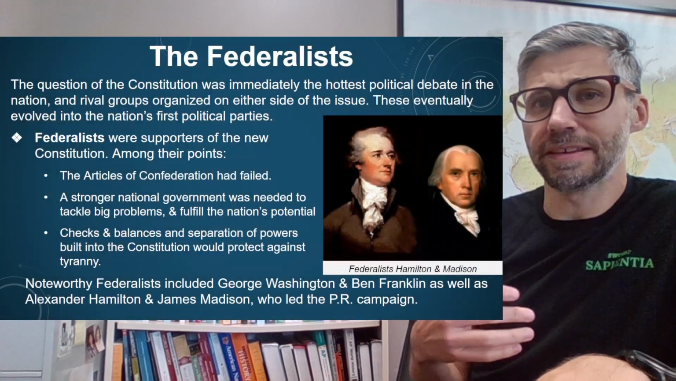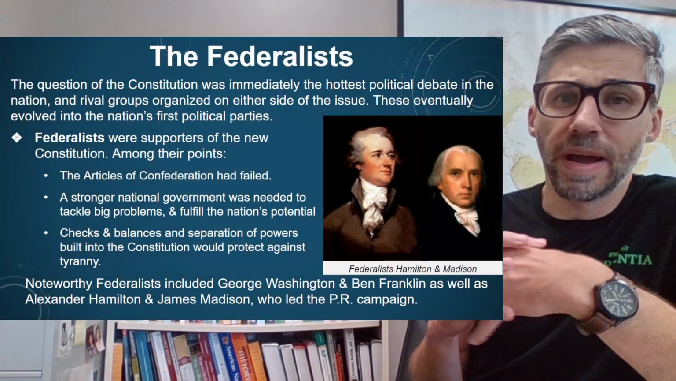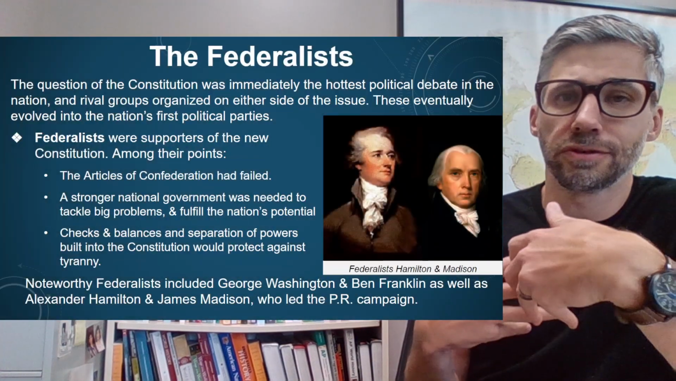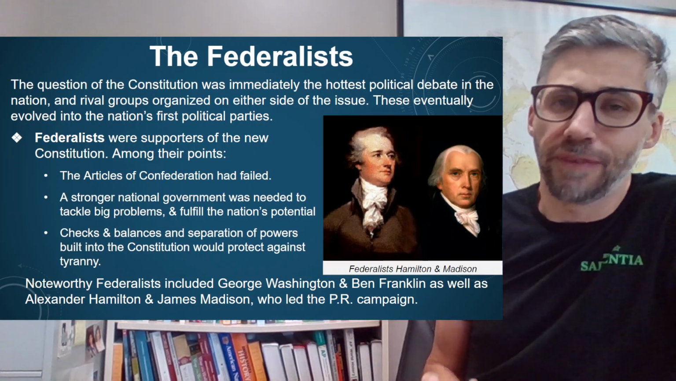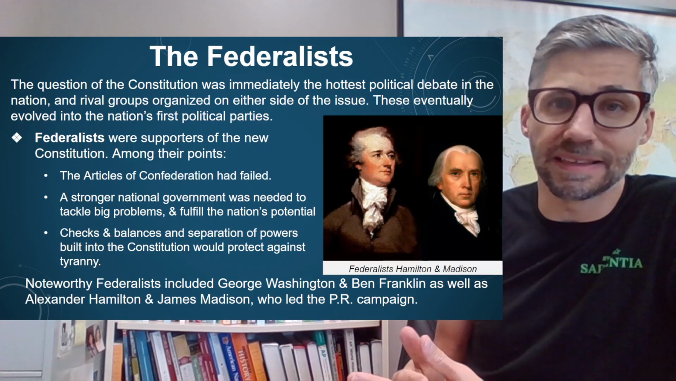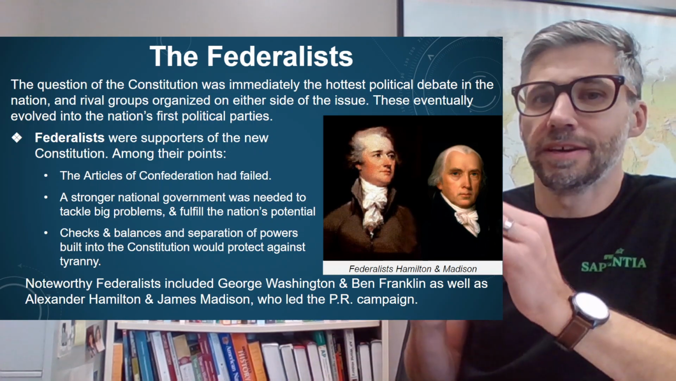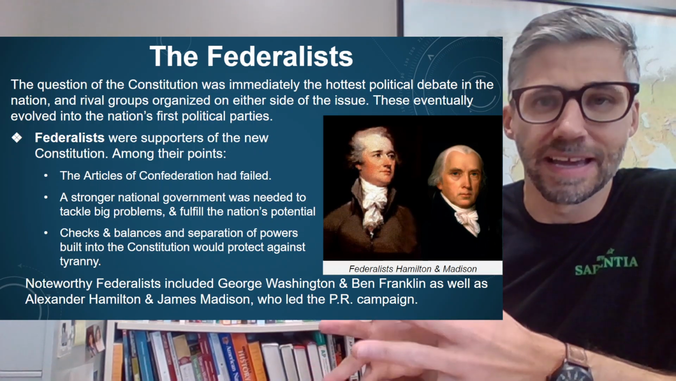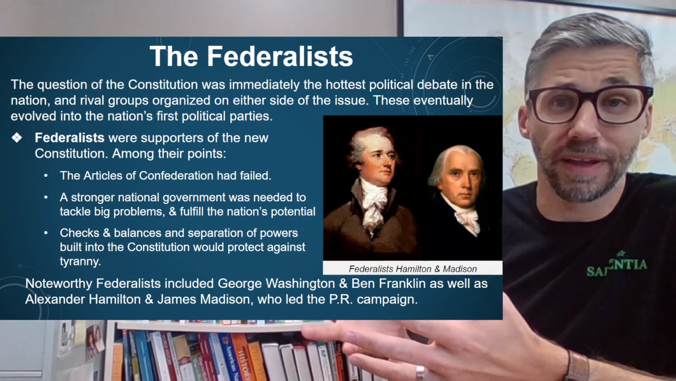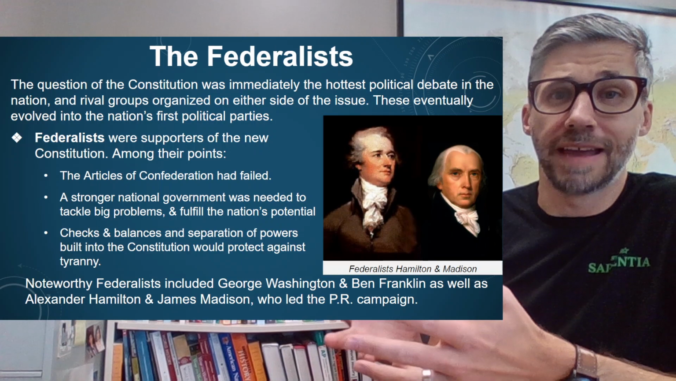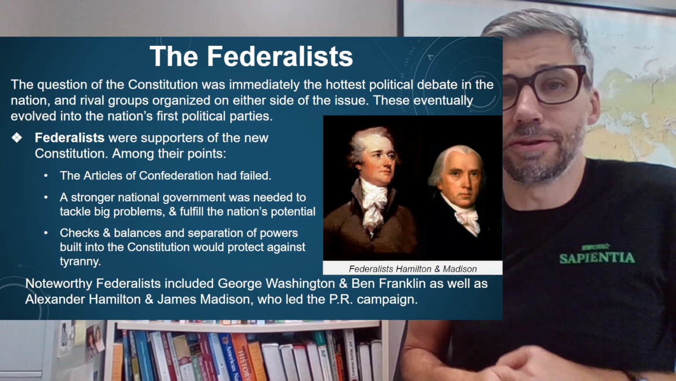So here's our situation. When this Constitution goes public, when it hits the newspapers, when it becomes fodder for debate, it's immediately the most charged political conversation of the day. It is the topic of conversation. Like, should we go with this plan for a new, more powerful national government, or is that too dangerous?